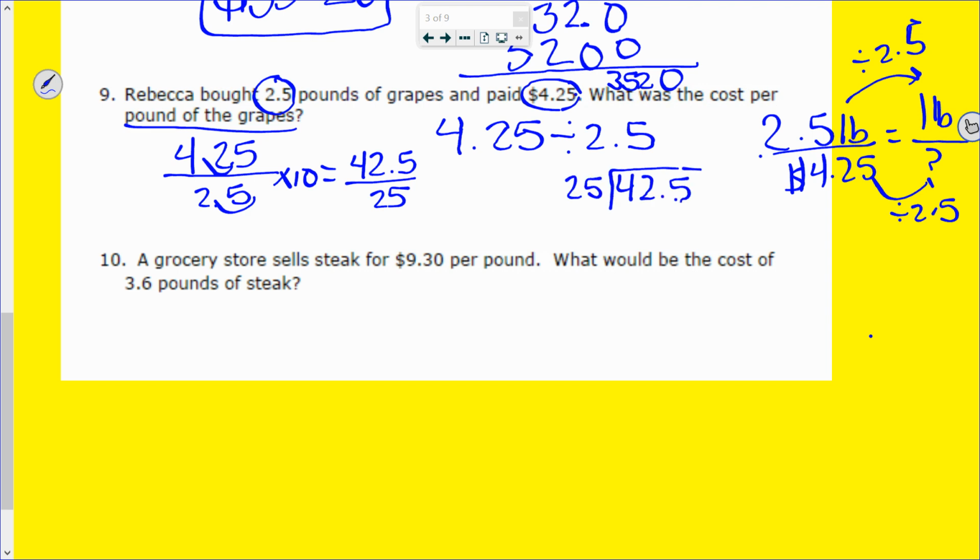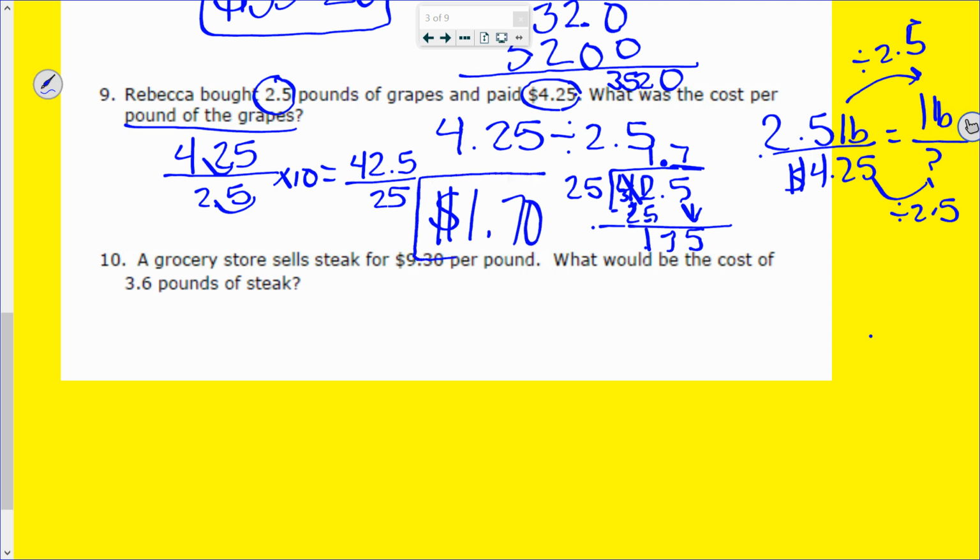All right. After you write your problem, you move your decimal up. 25 goes into 42 1 time. Goodness. The tricky spot on the board. Okay, that is going to give me 17. I'm going to bring down my 5. 25 goes into 175 7 times. It's money, so there's going to be 2 decimals. So it is $1.70 per pound.